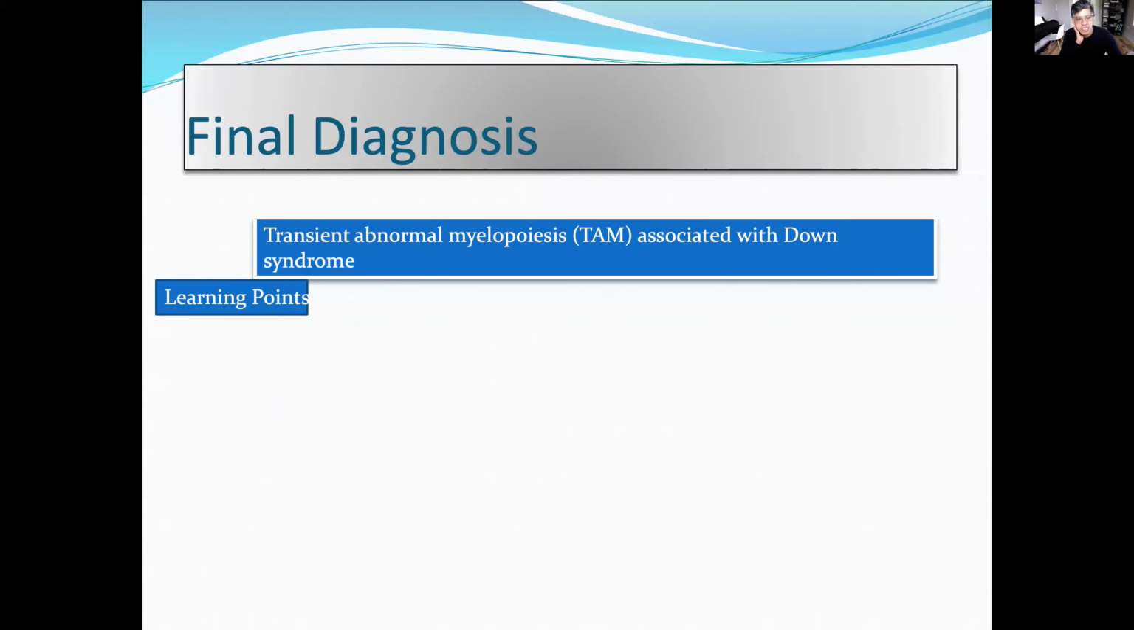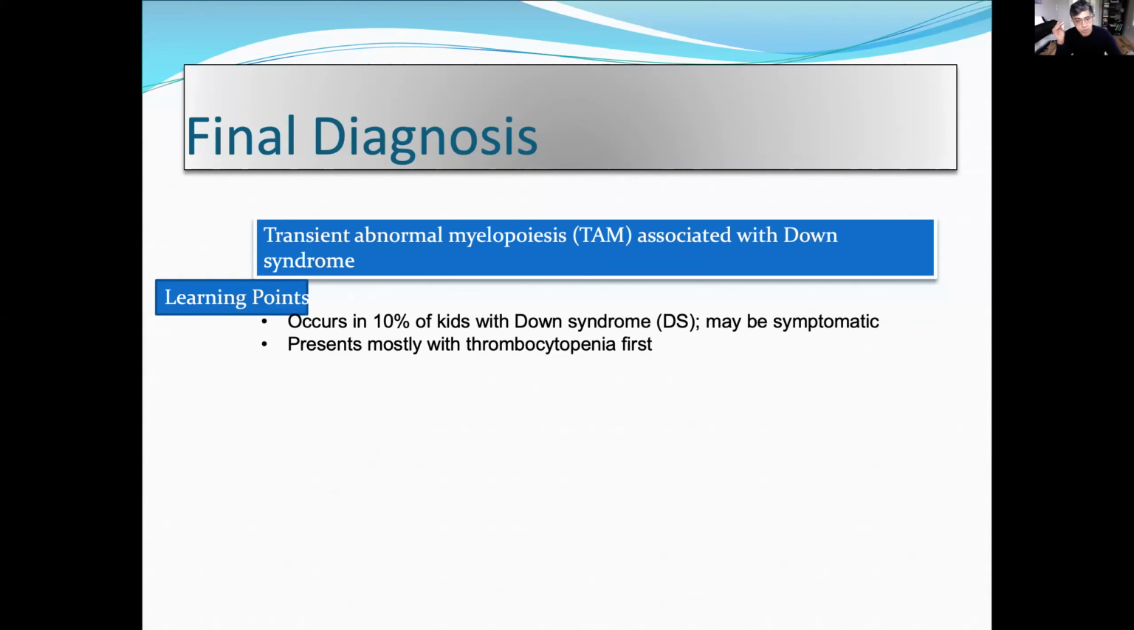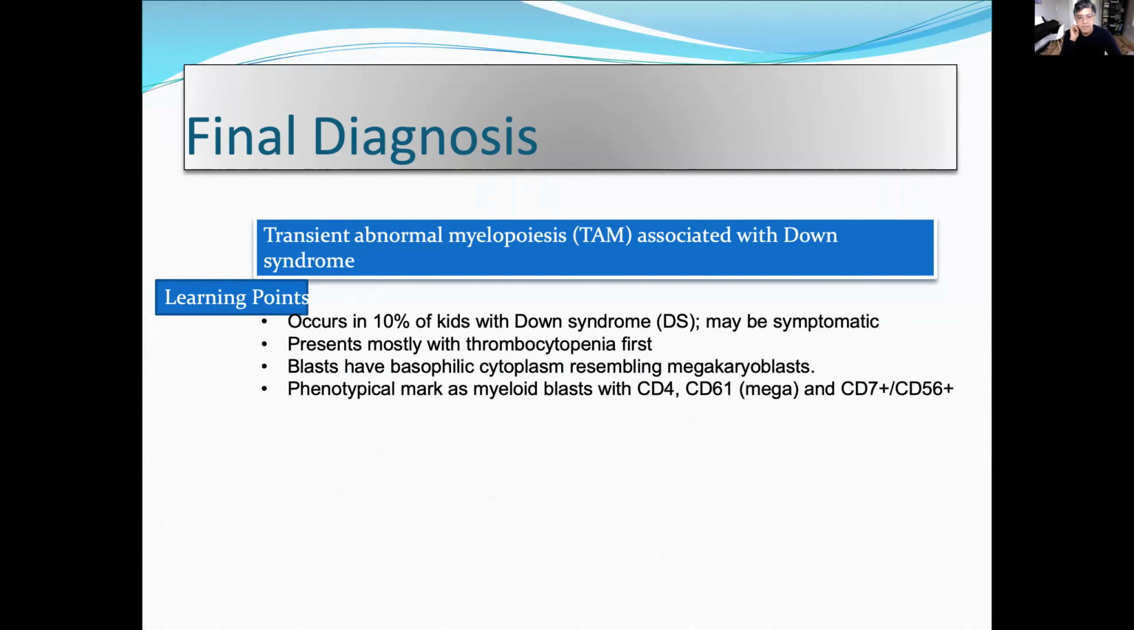So the learning points: it occurs in 10% of kids with Down syndrome, and it may be symptomatic, presenting mostly with thrombocytopenia at first. The blasts have that funny basophilic cytoplasm, and they resemble megakaryoblasts. They don't look like your average blasts. Phenotypically, they sometimes have very funny phenotypes. They have CD4, CD61, which is the megakaryocytic marker, and of course, CD7 and CD56. Most Down kids will have this myeloid stem cell phenotype with CD7 and CD56. That itself is almost diagnostic of Down.